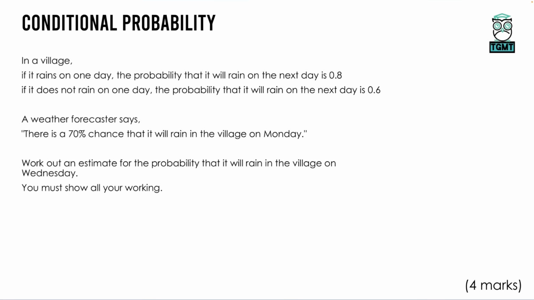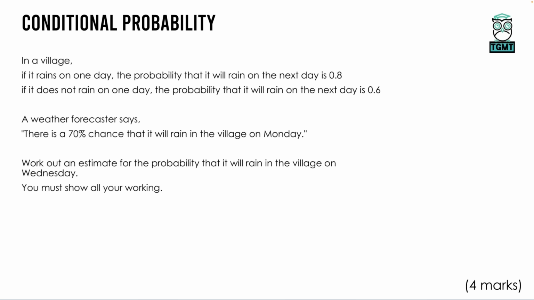And on to some conditional probability. Here we are looking at a probability tree, and it's a particularly difficult one. So this one here says, in a village, if it rains one day, the probability it will rain on the next day is 0.8. If it does not rain on one day, the probability it will rain on the next day is 0.6. A weather forecaster says there is a 70% chance that it will rain on Monday. Work out an estimate for the probability that it will rain on Wednesday. You must show all your working.